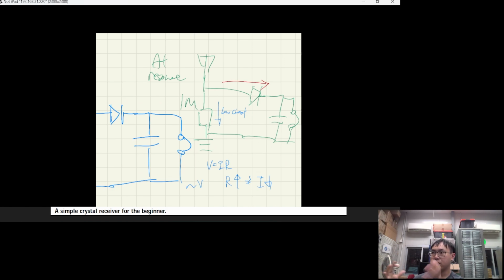But you have to take a look at whether it is in parallel form or in serial form. So in serial, it works in a different way, or in reverse way. In parallel, it works in this way. I'll just explain to you how it works. Okay, how we can tune our radio.